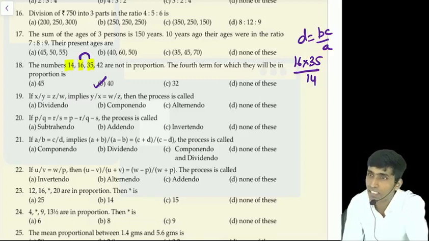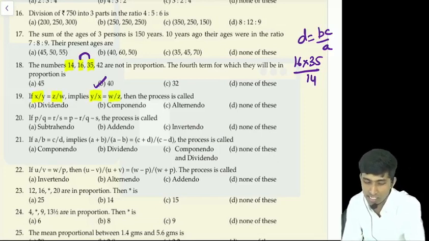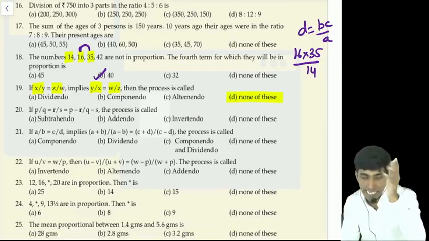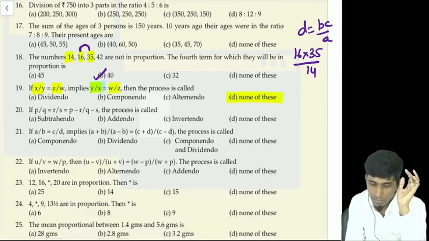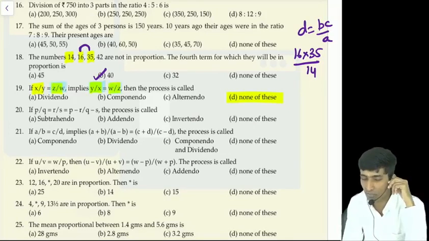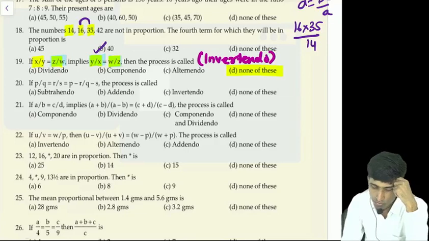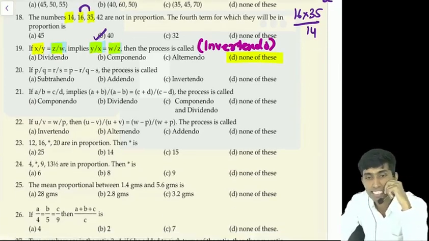Okay, completed. Chalo, next. X by y is equals to z by w implies y by x, w by z. What they have done? Invertendo. Where is invertendo? None of this. They inverted, na? X by y became what? Y by x. Z by w became what? W by z. So it is what? Invertendo. Correct. Here you can write invertendo. Easy.